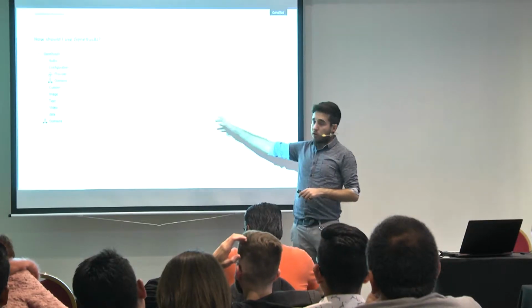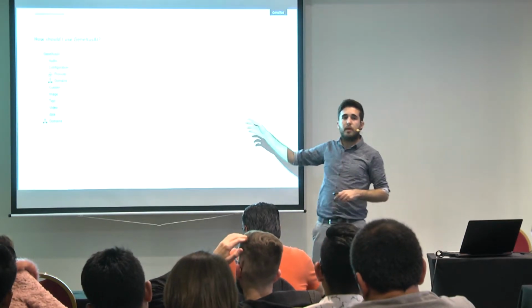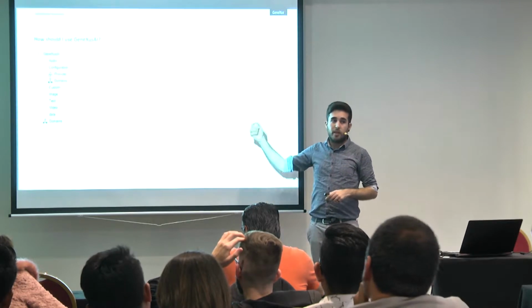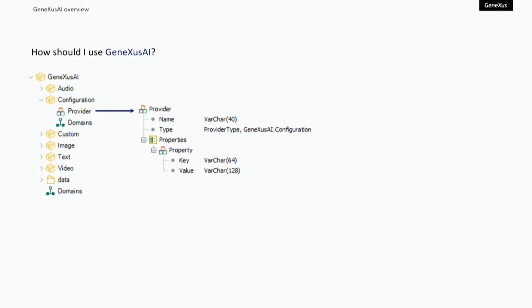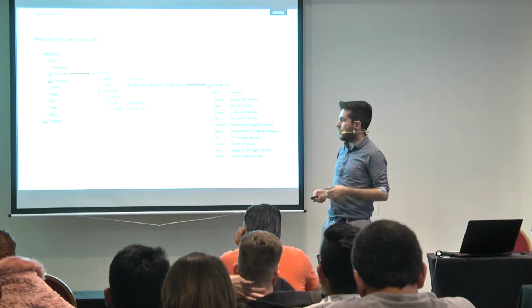Another important module in the hierarchy of GeneXus AI is the one where you can configure the provider. You'll have an SDT with this aspect where you'll be able to select a name, you'll select a type of provider, and this is based on a domain listed on the slide that we've seen in the previous transparency, and you can probably see other types of properties according to your own needs.